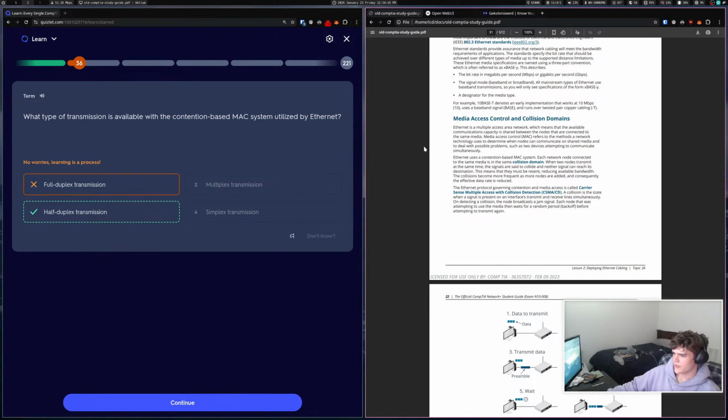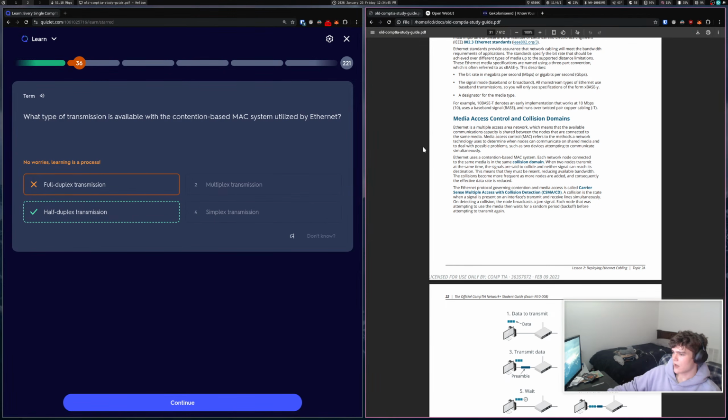Each network node is connected to the same media. Connected to the same media is in the same collision domain. When two nodes transmit at the same time, the signals are said to collide and neither signal can reach its destination. This means that they must be resent, reducing available bandwidth. The collisions become more frequent as more nodes are added, and consequently, the effective data rate is reduced.